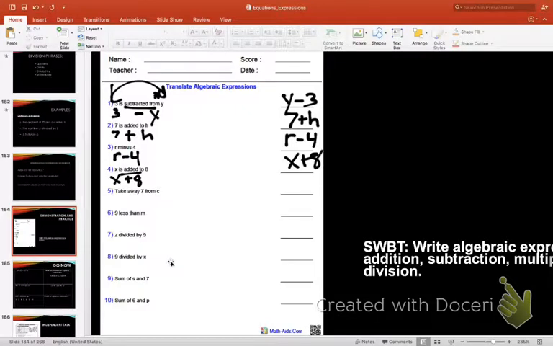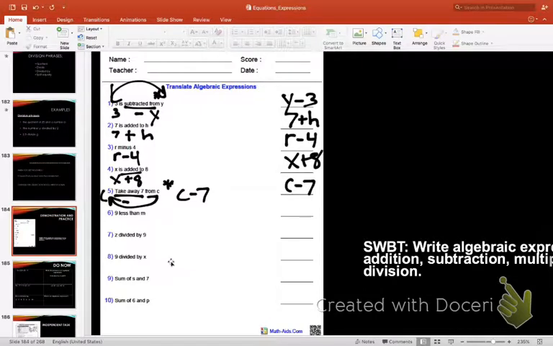And I'm going to do a couple more. 5, this one's a good one. Take away 7, so that's subtract 7 from c. Well, you notice it says take away from. Take away from is one of those that has a star. And because it has a star, that means the variable or the one on the right side has to come first. So the c is going to come first. So this is going to be c minus 7.